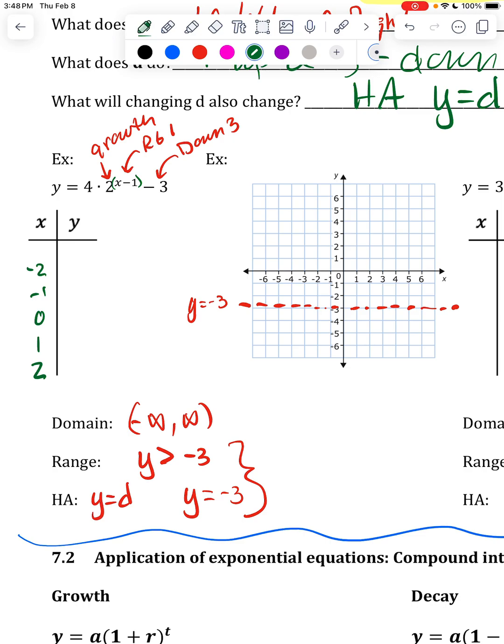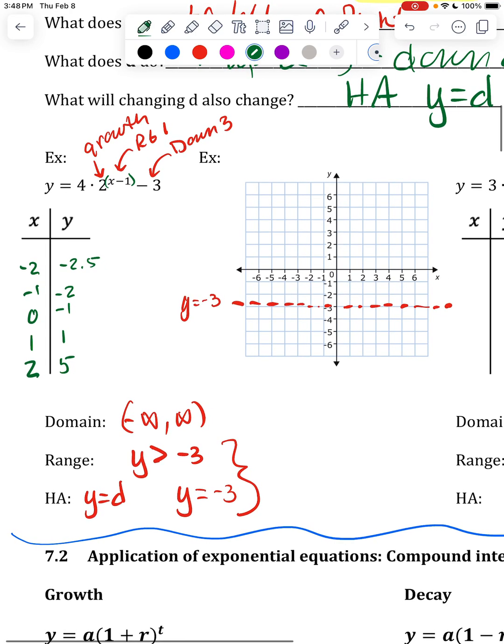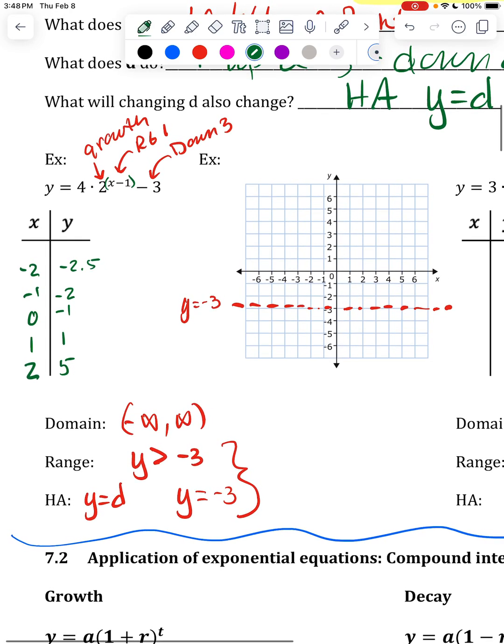Okay, so I'm just kind of plugging some numbers in. Here I'm getting negative 2.5. Here I'm getting negative 2, negative 1, 1, 5, and so on. I don't think I typed that in right. 4 times 2 to the x minus 1 minus 3.